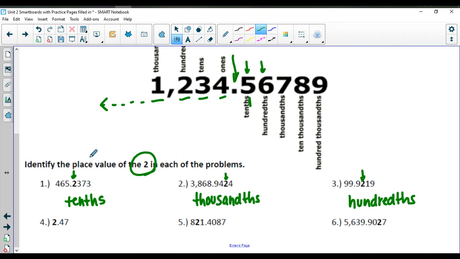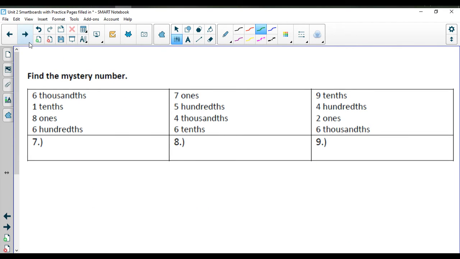I'm going to have you go ahead and take a look at number 4 right here. Where is this 2 located? The 2 is right to the left of the decimal spot, so we call this the ones place. This 2 is the second to the left of the decimal spot, so that is called the tens place. And finally, the last one, take a look at this 2. What would you say is its location? This 2 is, in fact, in the thousandths place. Nice job.